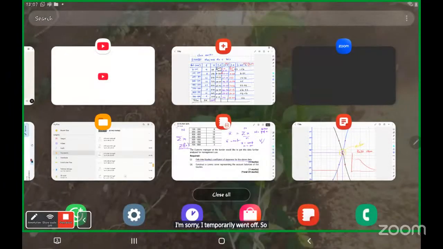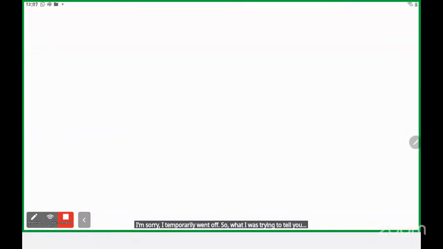So what I was trying to tell you is that the graph goes ahead to explain skewness.